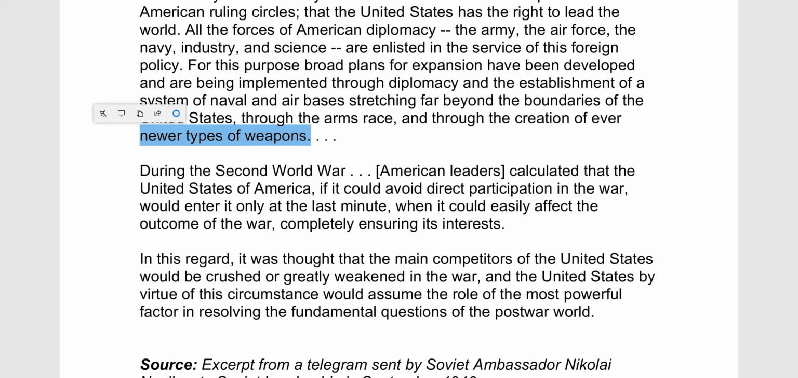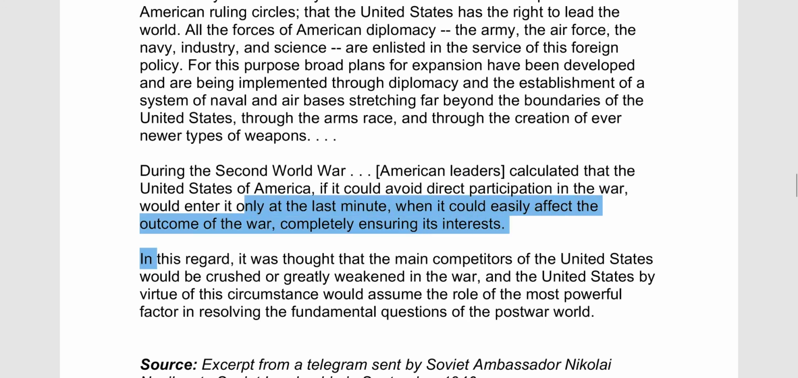He continues, the Soviet ambassador: During the Second World War, American leaders calculated that the U.S., if it could avoid direct participation in the war, would enter it at the last minute when it would completely ensure its interest. That's an accusation saying that if the United States had not come into the war, that we only did it for the glory. We came in when the war was basically already won, that the USSR had done the heavy lifting. We came in when it was a sure thing that would be victory, and then our interest would be advanced because we would get some of the spoils of war.